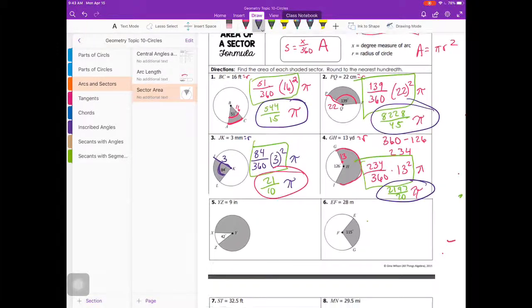Number 5, we got to do the same way. YZ is 9, so that's our r. We're going to have to do 360 minus 42. When we do that, we get 318 degrees. So we do 318 out of 360 times 9 squared pi.